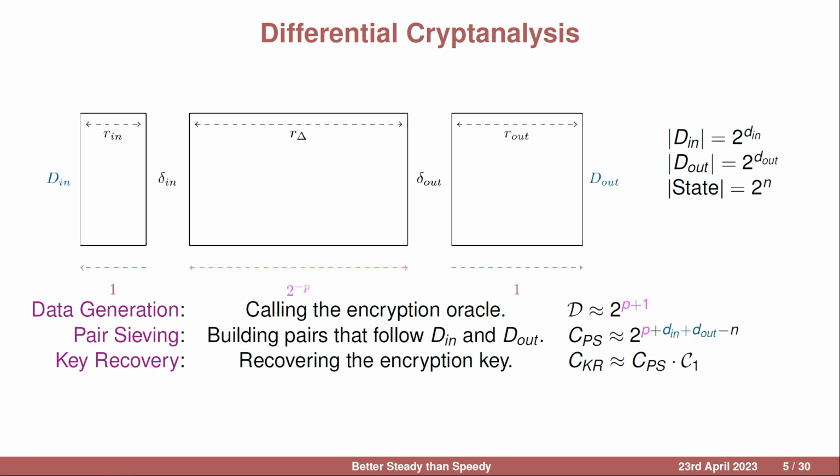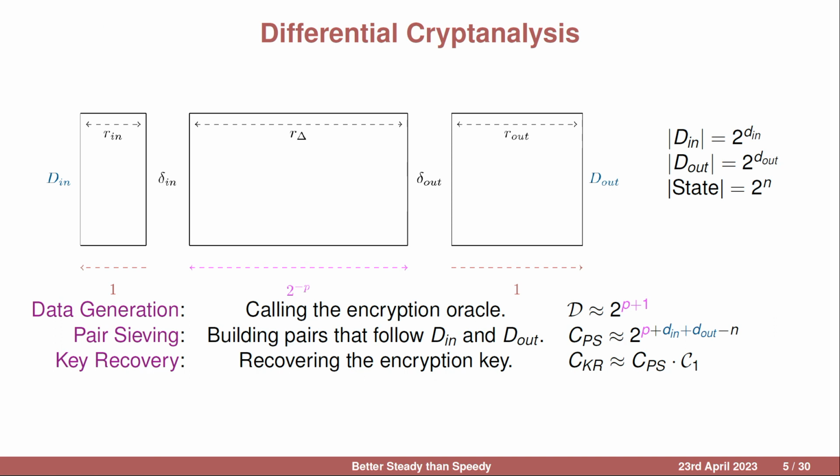Then once we have gathered data, what we want to build are pairs that satisfy the input and output sets, so that they follow the difference in the input and the difference in the output. This step is called pair sieving, and the complexity here is related both to the probability and also to the size of the input and output sets.